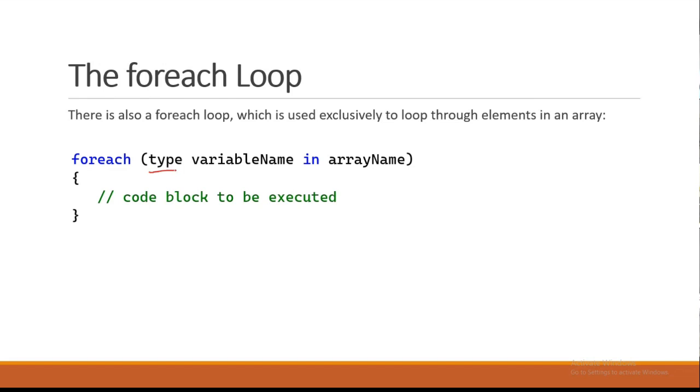Here is the type of for each. It starts with the for each keyword, and the variable name, which is a local variable, and then another keyword, in, and then the array name or list name that we are going to use, and then this block of code to be executed.